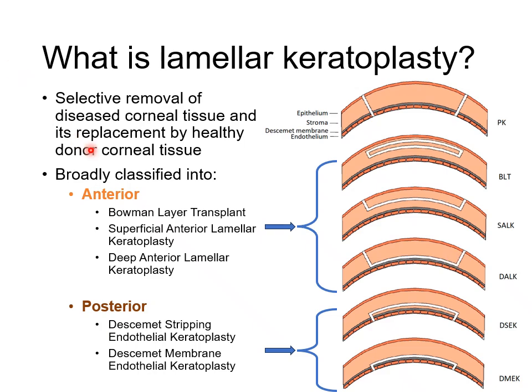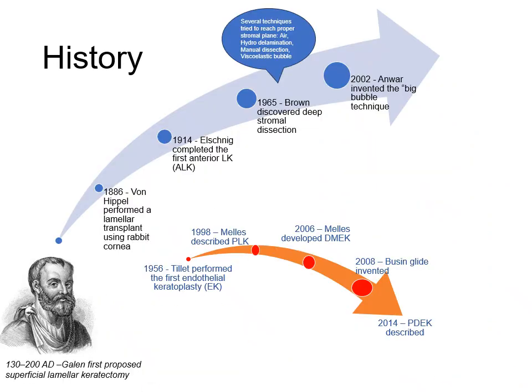Then we have the posterior lamellar keratoplasty or endothelial keratoplasty. That includes Descemet stripping endothelial keratoplasty and Descemet membrane endothelial keratoplasty. DSEK, that is Descemet stripping automated endothelial keratoplasty, basically includes a part of the posterior corneal stroma, the Descemet layer, and the endothelium. And DMEK includes only the Descemet layer and the endothelium, right? So that's the posterior keratoplasty.